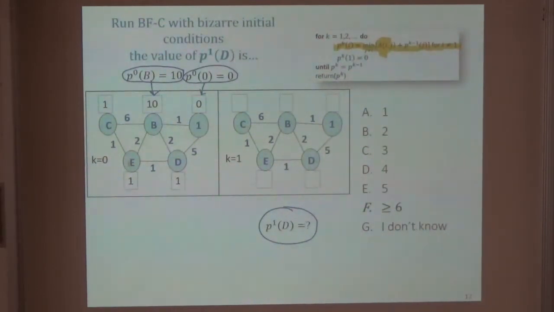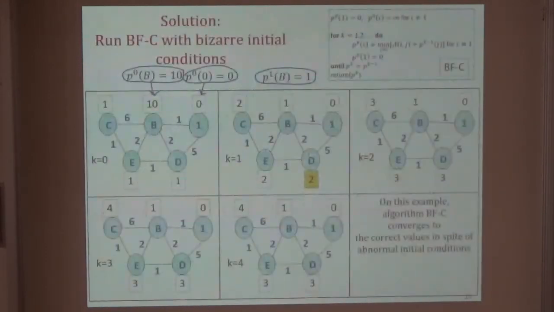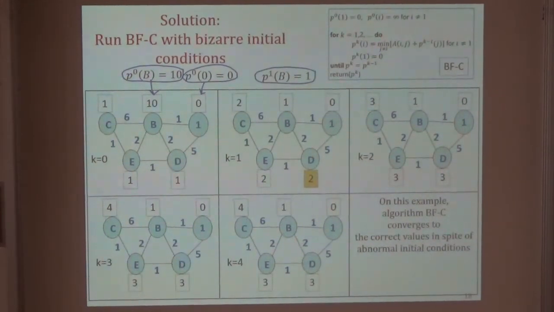The correct answer is 2, so all we need is to do a simulation. We start from the panel on the left with those weird conditions. For example, B believes it is at the distance 10. Why does it believe it's at the distance 10? We don't really know. Perhaps there was a link before of cost 10 that went from B to 1. And C, E, D believe they're at a distance of 1. Why do they believe that? We don't really know. But then we just run the algorithm.